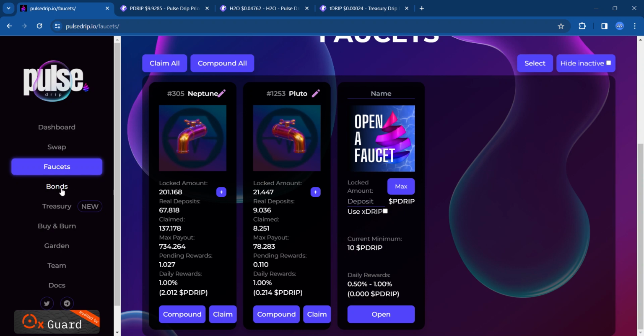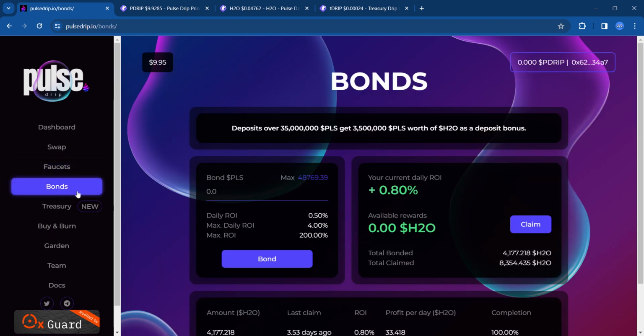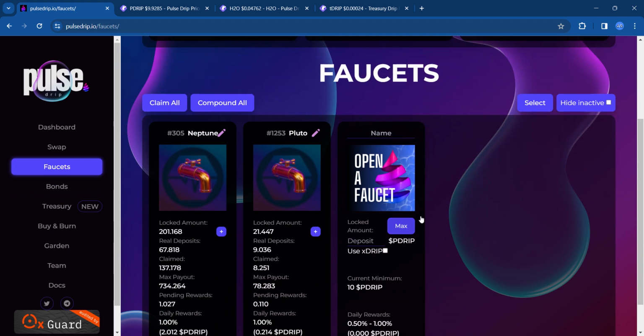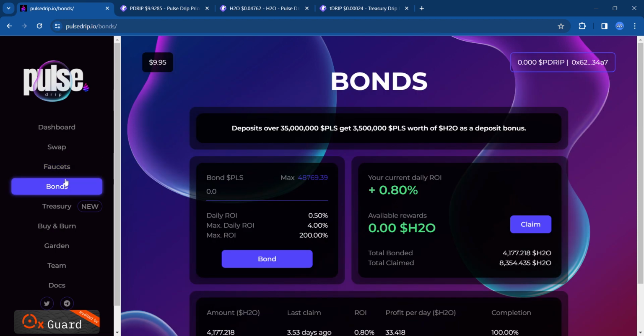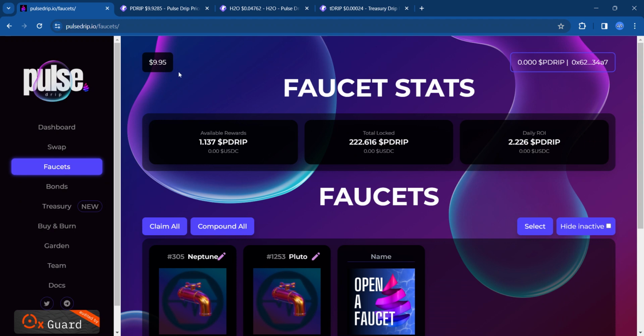You can use those bonds. Once they are finished and mature at that 4%, up to 200% max ROI, once it gets there, then you can sell those into PDRIP and then put them in your faucet, right? It's like a passive income accelerator for your faucet. But again, you can just straight up buy PDRIP and build your position that way.